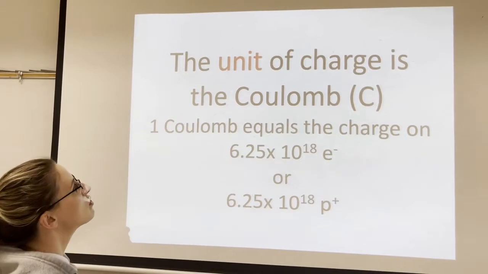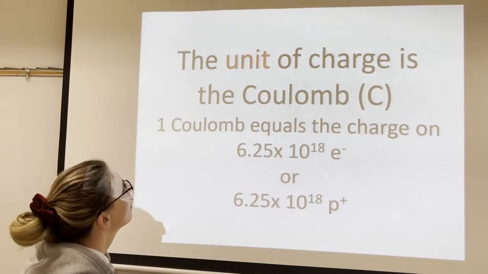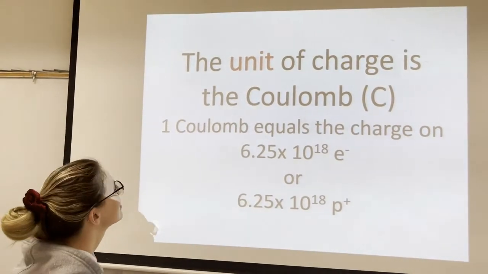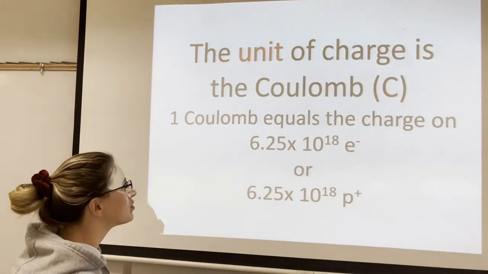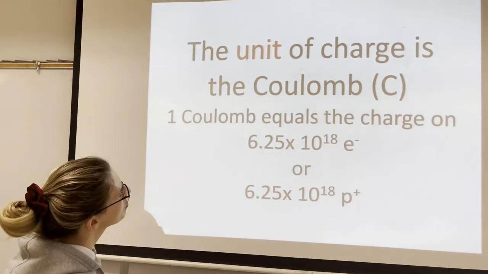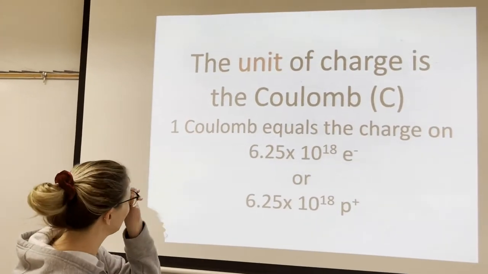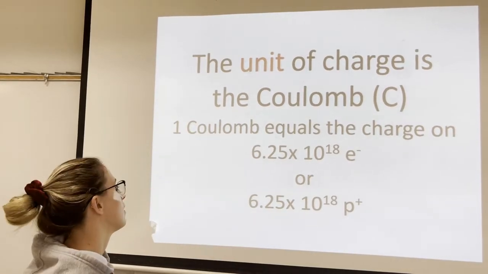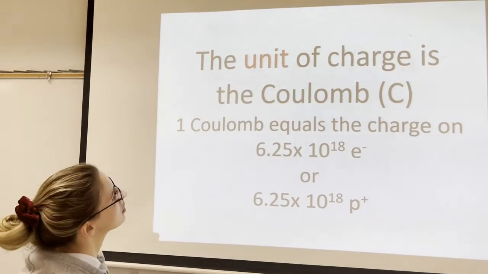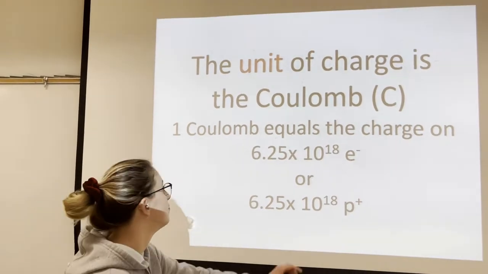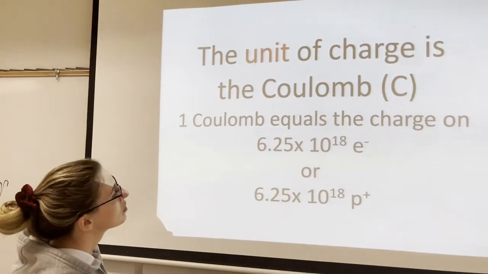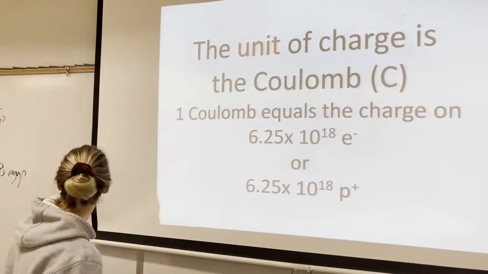The unit of charge is the Coulomb, symbolized by the capital letter C. 1 Coulomb equals the charge on 6.25 times 10 to the 18th electrons, or 6.25 times 10 to the 18th protons. That is a lot of electrons and a lot of protons. A Coulomb of charge is a huge amount of charge.